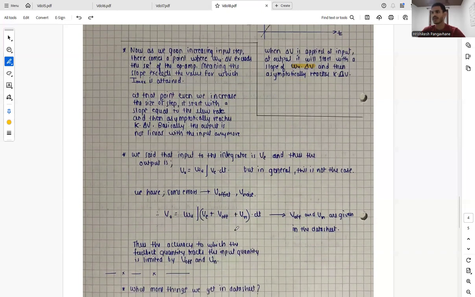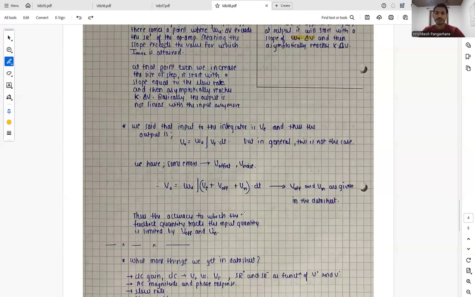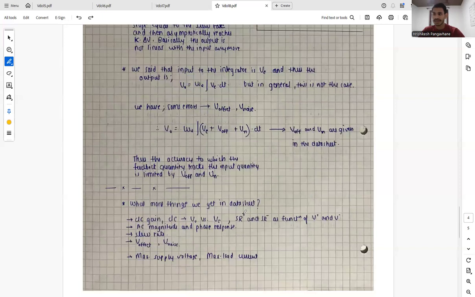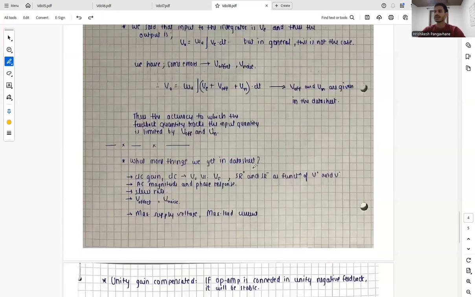Thus, the accuracy to which the feedback quantity tracks the input quantity is limited by the value of V off and Vn. So what more things do we expect in the datasheet? There is a DC gain given, and there is a V naught versus V plot of DC, and there is a slew rate, and the slew rate is a function of V plus and V minus. Along with that, we have the AC magnitude and phase response, basically a Bode plot. We have V offset and V noise. Along with that, we can also have the maximum supply voltage and the maximum load current it can take.